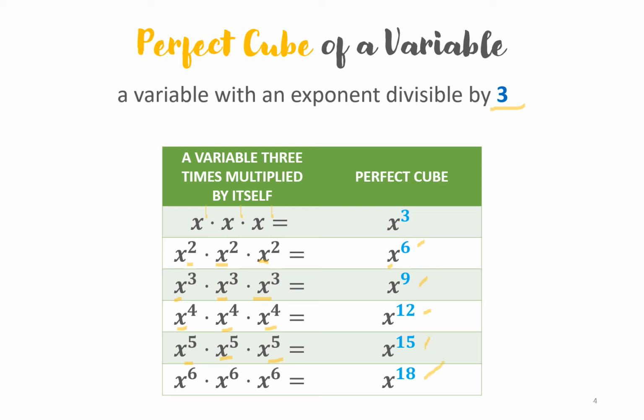So, lahat ng mga exponent na pwedeng i-divide mo sa 3, basta ba di-divide yung exponent sa 3, ang tawag nito ay perfect cube. Malinaw?